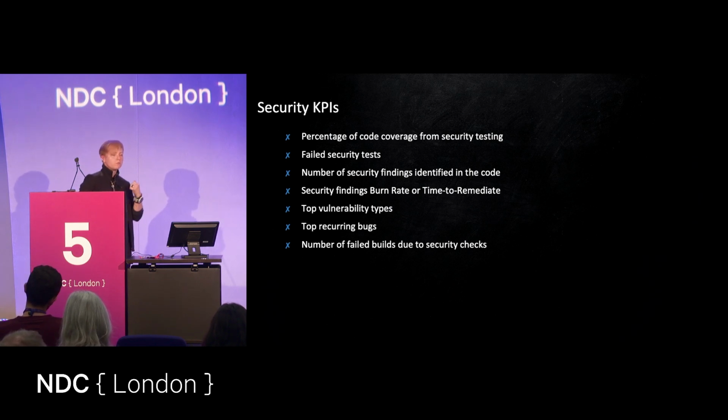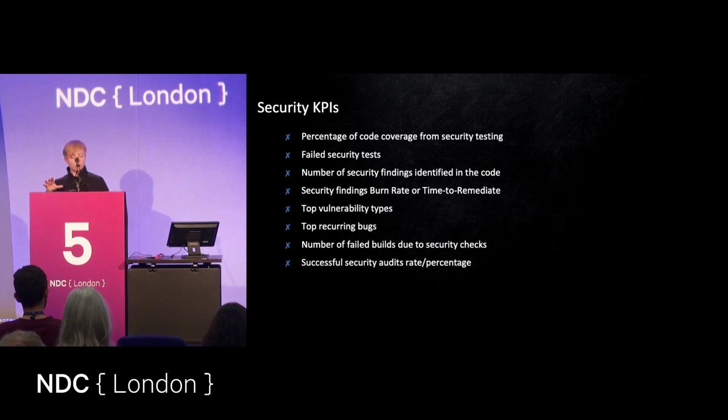You need to measure something positive as well. And this is where you also start to measure the successful security audit rate percentage. So to show that when auditors or the pen testers come in, we find fewer bugs. So these are the most common examples I have seen.